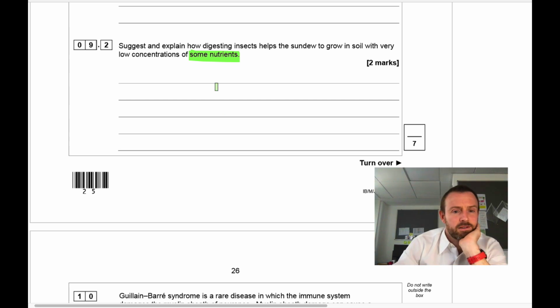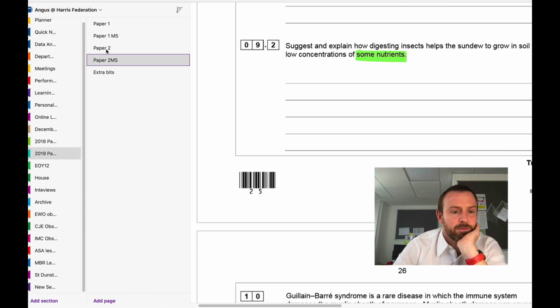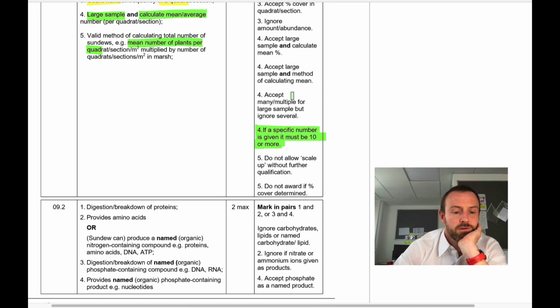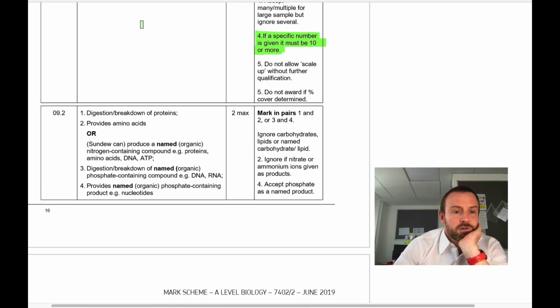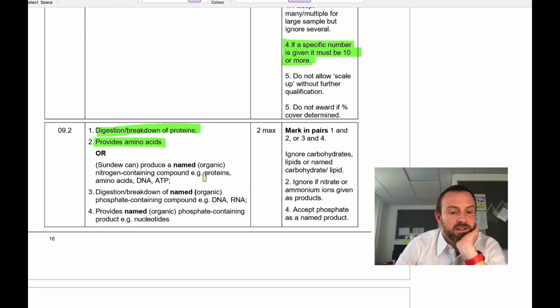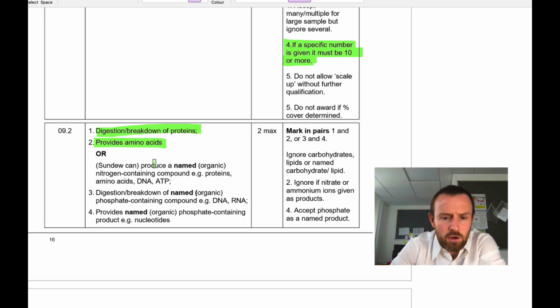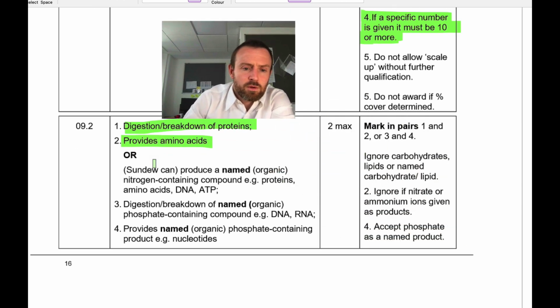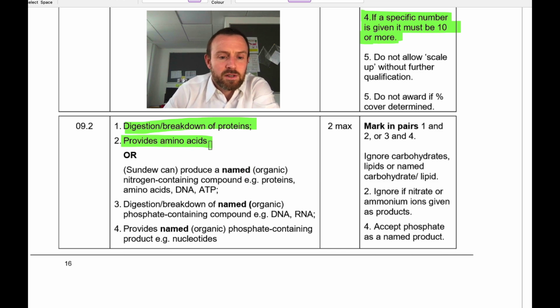Yeah, I think that should do it. Let's double check what the mark scheme wants. Okay, so digestion, breakdown of proteins, provides amino acids. As I just said, amino acids for growth. There are a couple other mark scheme points there that you could say. It is out of 2, so that would get 2 marks, but provides amino acids, or you could say provides nitrogen for the synthesis of DNA, for example.